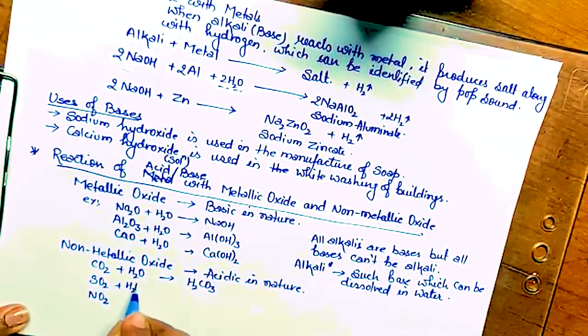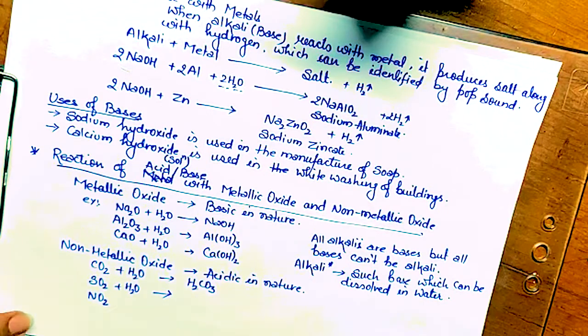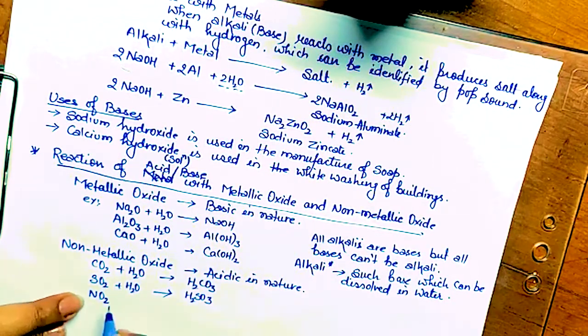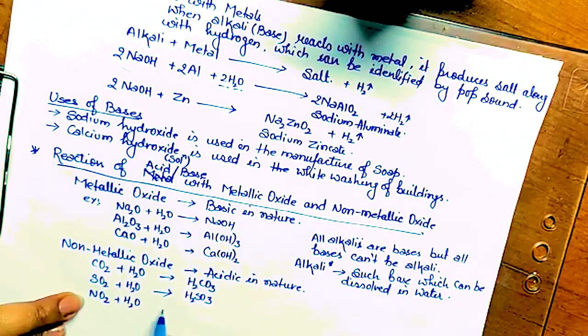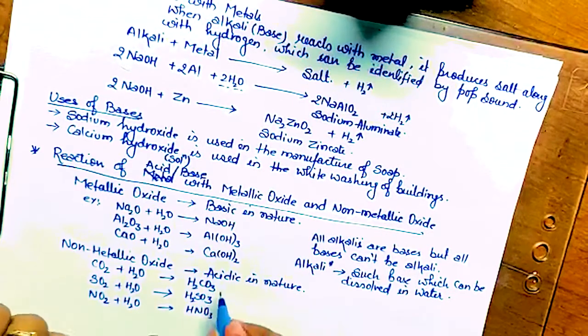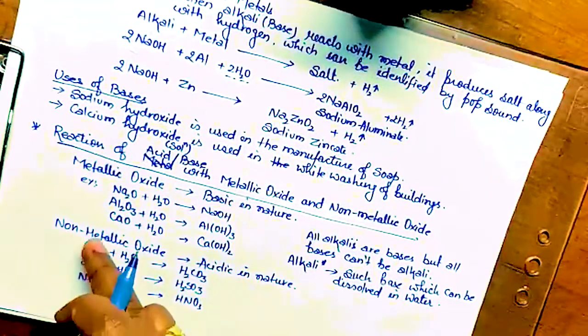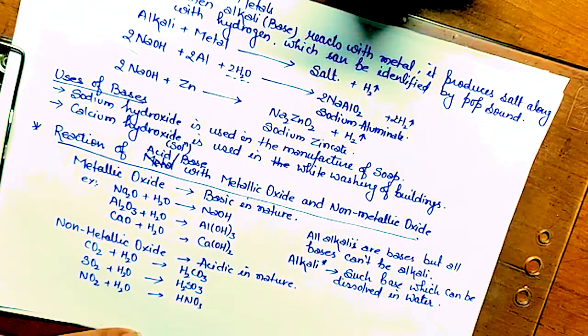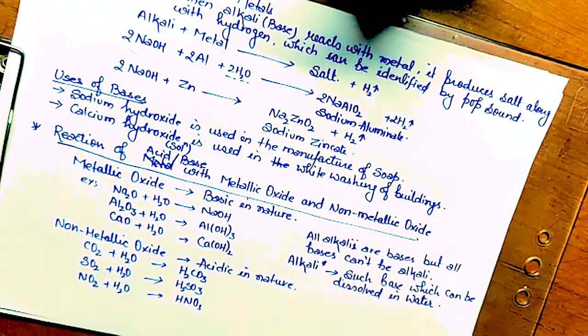If it reacts with water, this reaction you have done in even 7th and 8th also. So what will it form? H2SO3. This reacts with H2O, what will it form? HNO3. So they form acids. They are acids. So that's why non-metallic oxides are always acidic in nature. Got it? Hope it is clear.